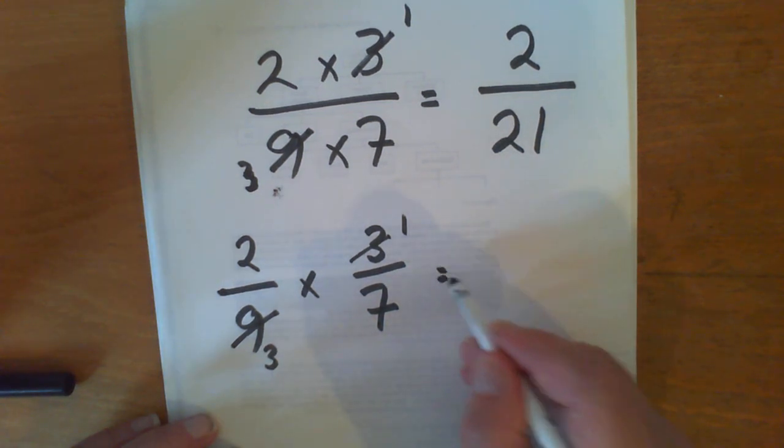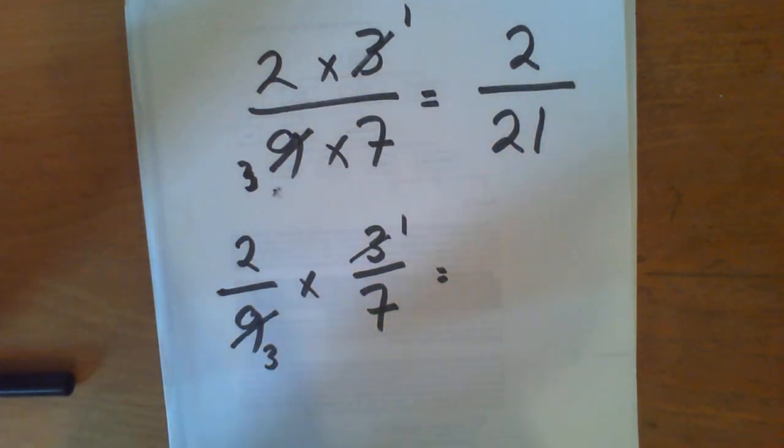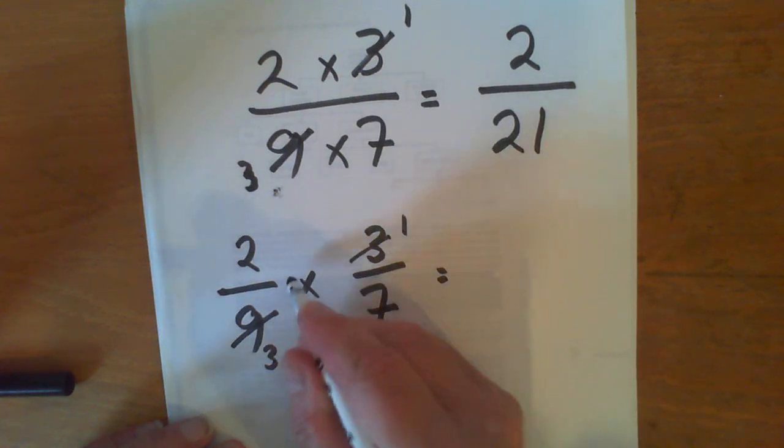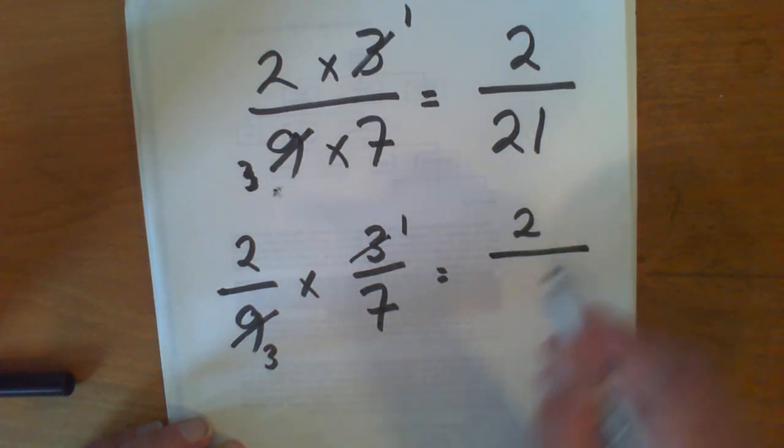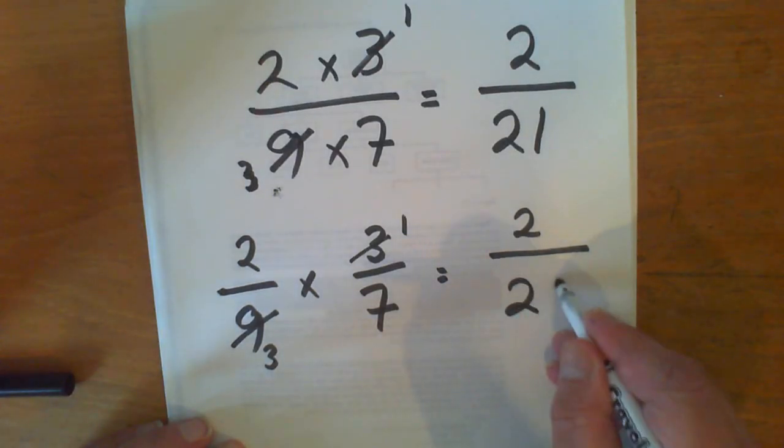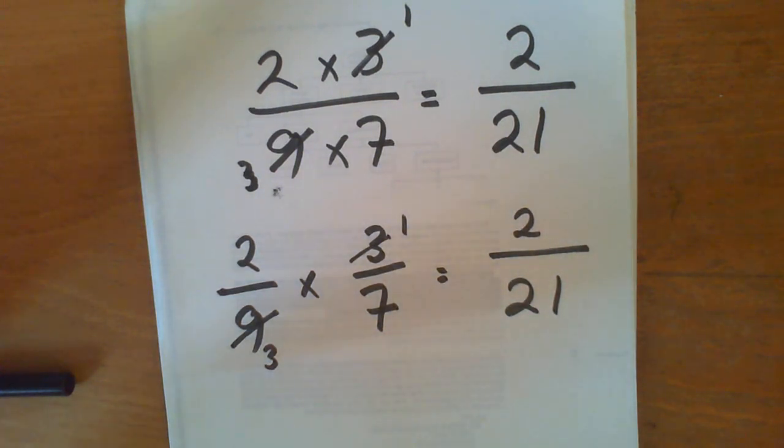Then I use the old operation of multiplying right across the top, multiplying right across the bottom. That becomes 2 times 1 is 2, 3 times 7 is 21. And that's the resulting operation.